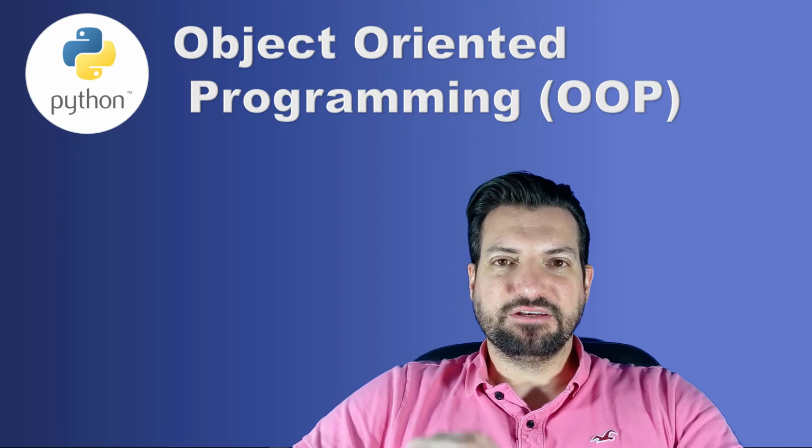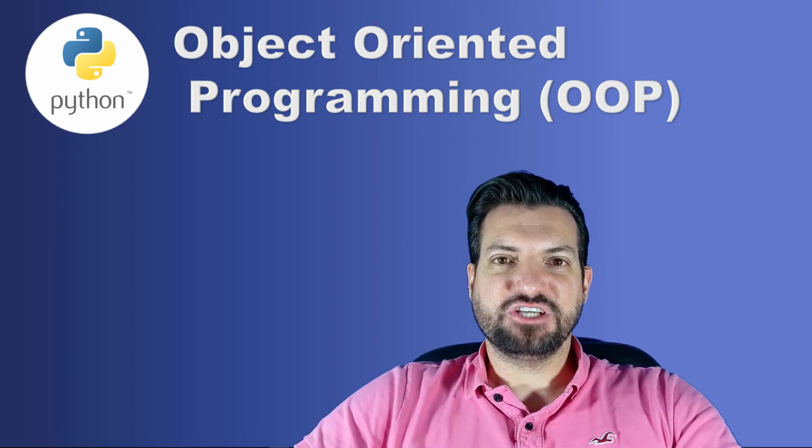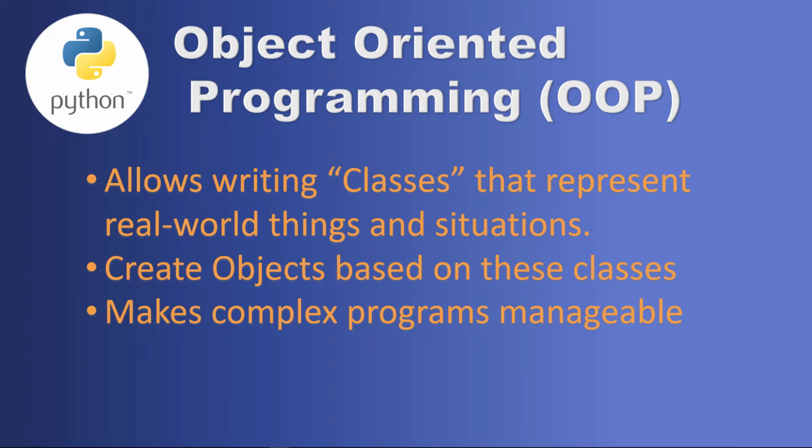So object-oriented programming is one of the most efficient ways to write software. Object-oriented programming allows you to write what are called classes that represent real-world situations or things. And then you create objects based on these classes. This makes complex programming much more simplified and easier to read. This is important for both you and others that might be working on your programming projects.